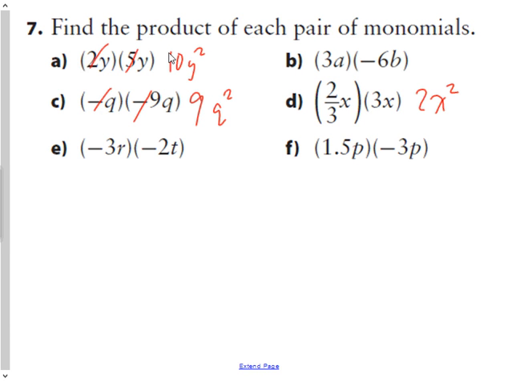For E, negative 3 times negative 2 is a positive 6. R times T cannot be simplified beyond R times T because they're not like terms and cannot be expressed as a simplified exponent. And finally, 1.5 times 3 is 4.5, which will be a negative 4.5 because 1.5 times negative 3 is negative 4.5. And P times P will be P squared.